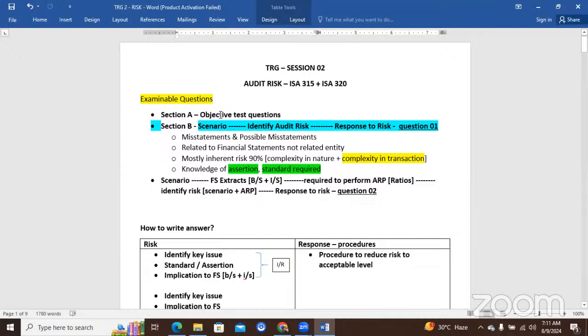Section A types of questions, practice. Section B, scenario, identify audit risk and response to audit risk. Scenario with financial statement extracts, perform ARP, and identify audit risk and response to audit risk. All these types of questions you need to perform.